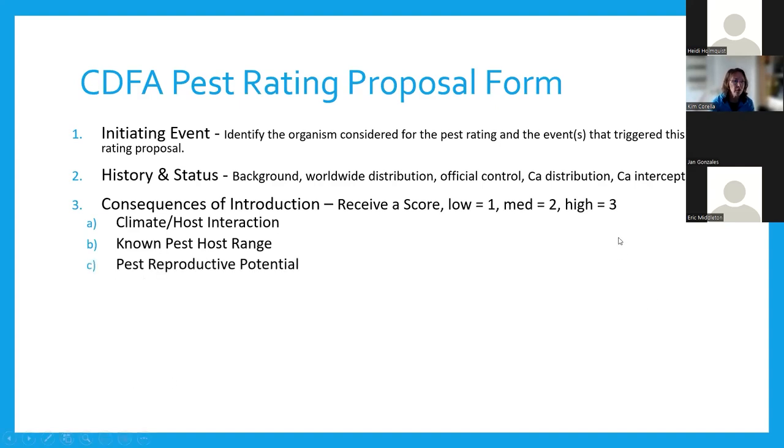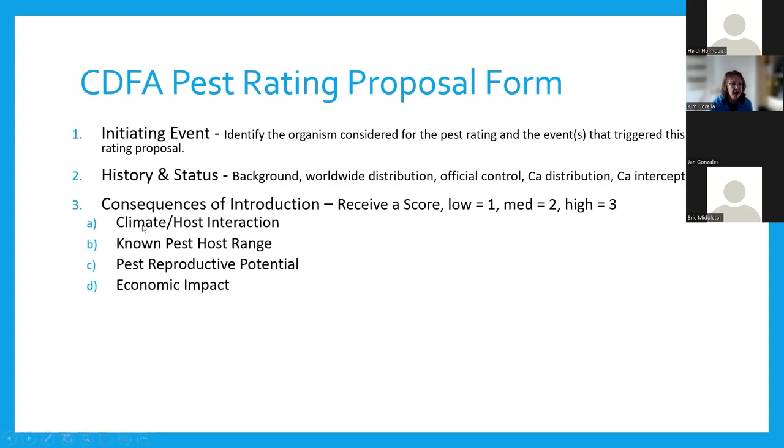And then go over the pest reproductive potential. You want to evaluate the natural and artificial dispersal potential for this pest. Does it have a high reproductive rate and dispersal potential, or a low? And there's different categories, and they receive a rating as well.